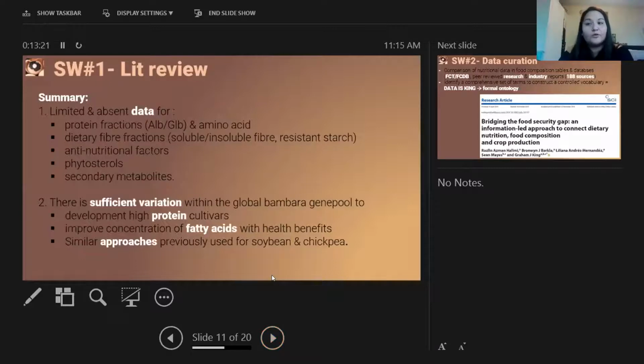From the literature review, we also established that there is sufficient variation within the global gene pool to develop high protein cultivars or to improve the concentration of specific fatty acids such as linoleic and oleic acid, which have health benefits. And an important thing is that because it's so closely related to crops like chickpea and cowpea, which have had quite a lot of investment and improvement in terms of their nutrition as well as agronomy, we can use similar approaches, so we don't have to reinvent the wheel. We can just use the wheel that's already there for other legumes and hitch a ride, and try the approaches that have worked. Not everything will work, but most of it will because they're quite similar in terms of their agronomy as well as their nutritional composition.